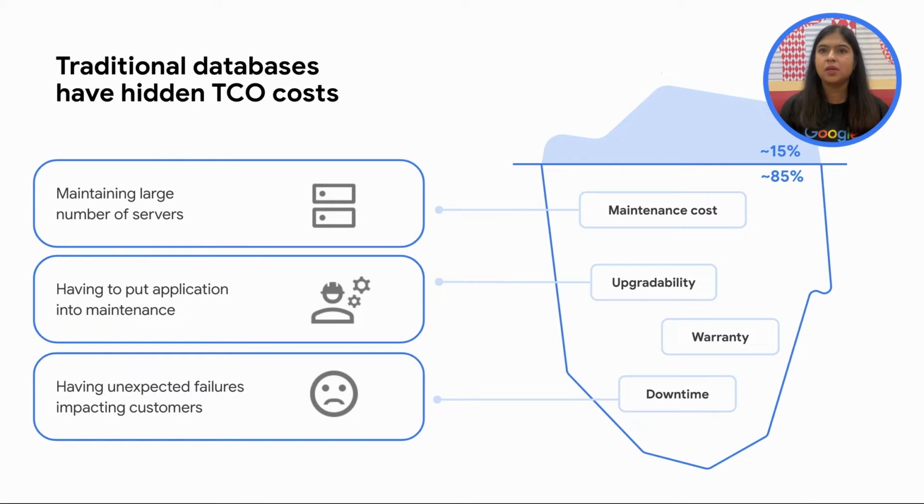Let's now talk about the cost of such systems. Most of it is hidden, as you can see in this iceberg image. The top three issues are manageability, upgradability, and downtime. Let's say a database server can handle 10,000 players. Then you have to manage 100 servers for each million players, which makes it hard to manage.